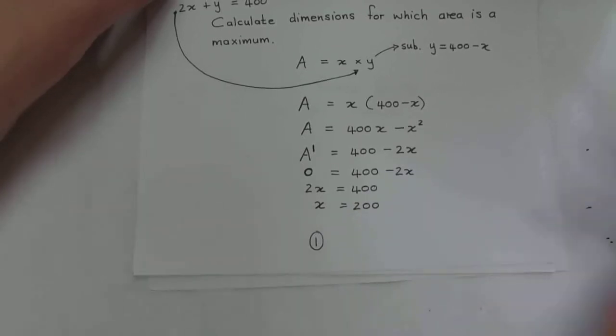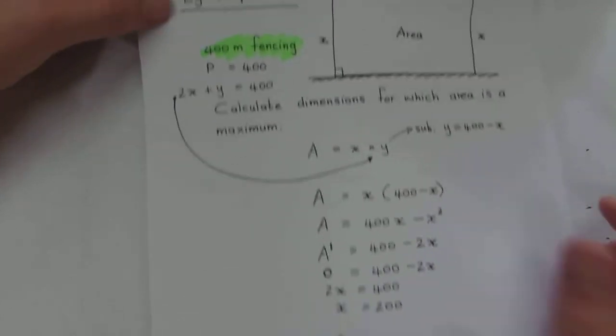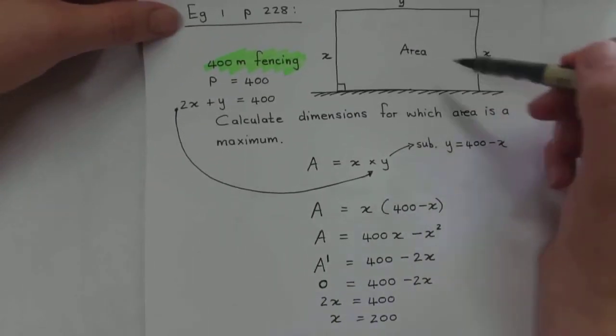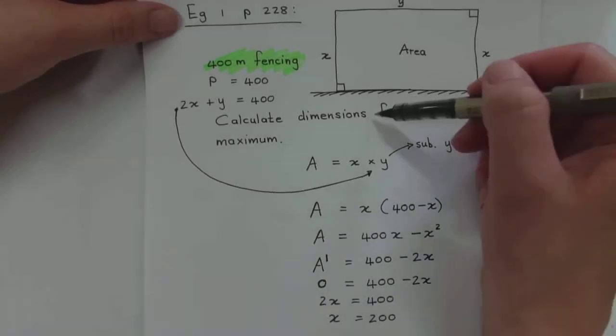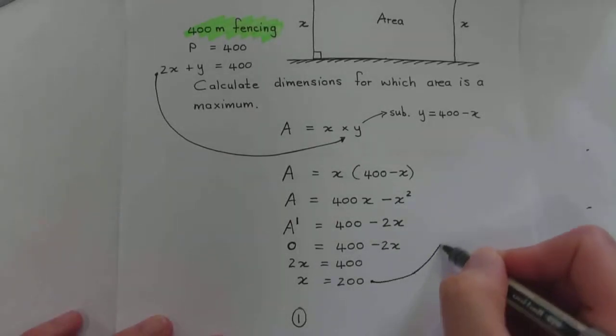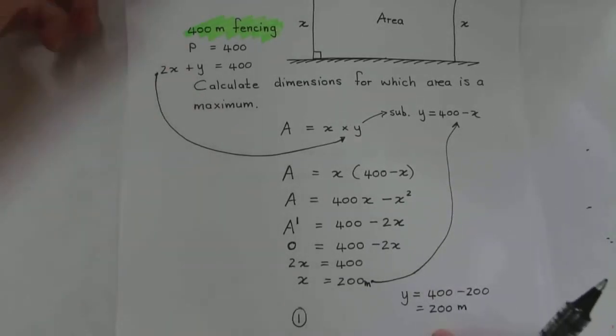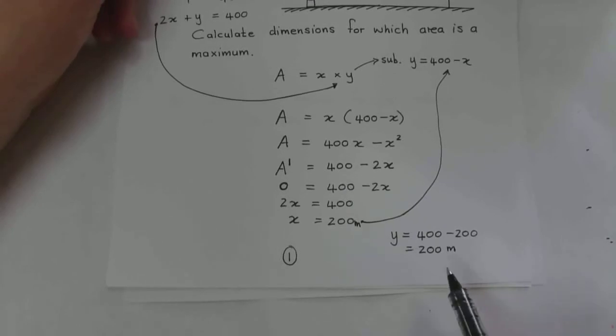Now please note, the question asks to calculate the dimensions for which the area is maximum. So we are saying when x is 200, so when the width is 200, we get a maximum area. But they didn't just ask for the width, they asked for both dimensions. So I now need to substitute this back in here. y will be equal to 400 minus 200, which means y is equal to 200 as well. So this is actually a square, because your width and your length are exactly the same. But please remember, people, a square is also a rectangle, so this is totally allowed.